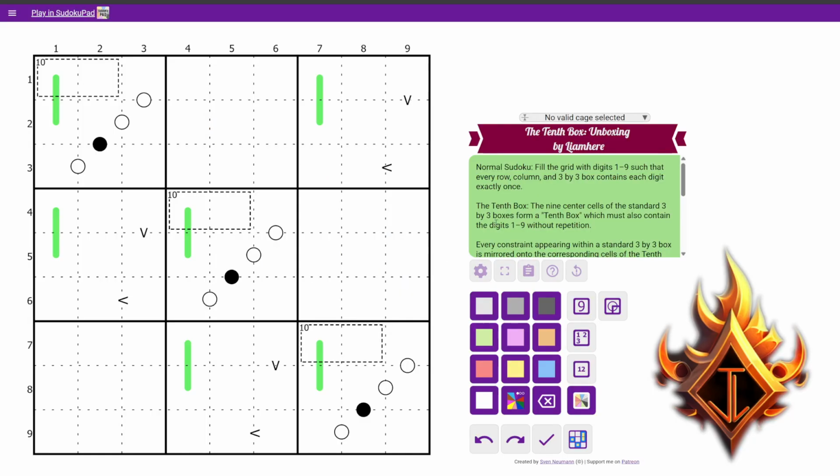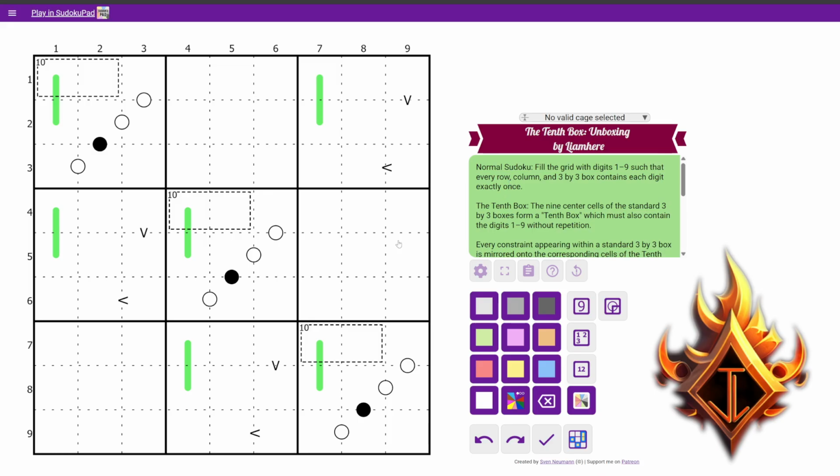Let's see what we have. We have a normal Sudoku: fill the grid with digits 1 to 9, such that every row, column, and 3 by 3 box contains each digit exactly once. The 10th box? The 10th box?